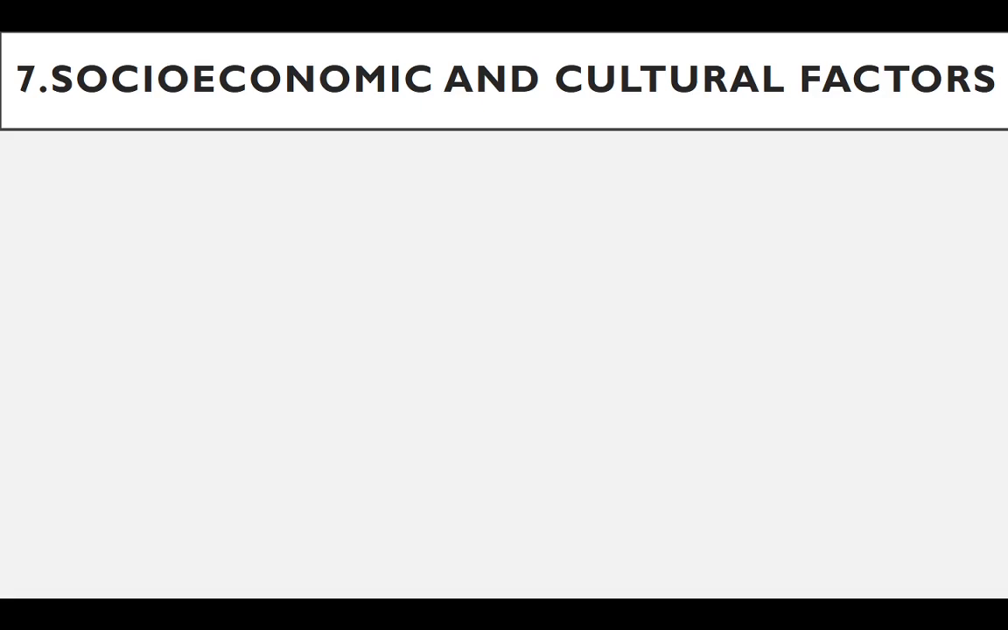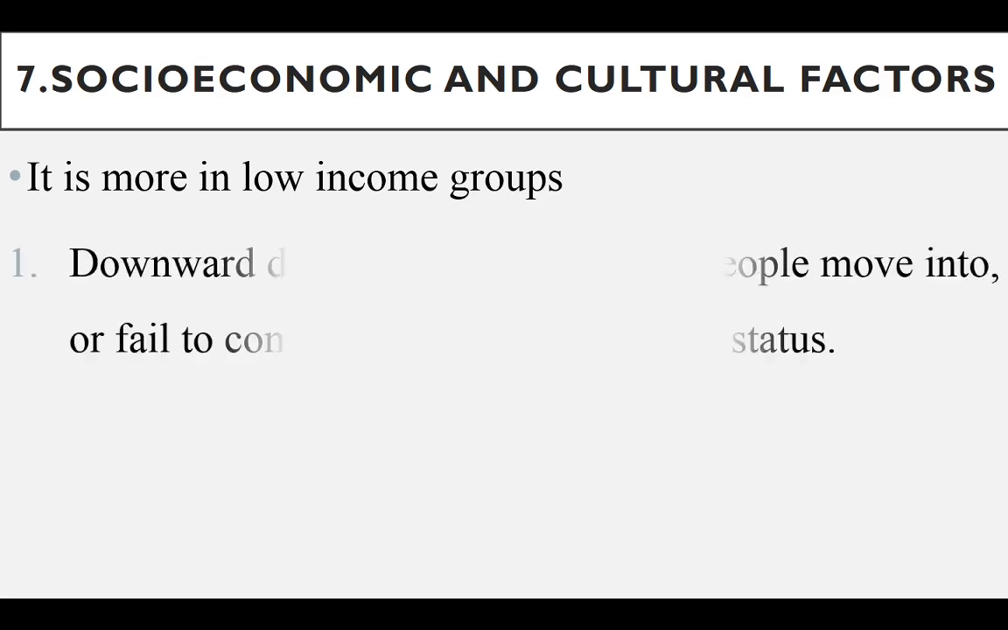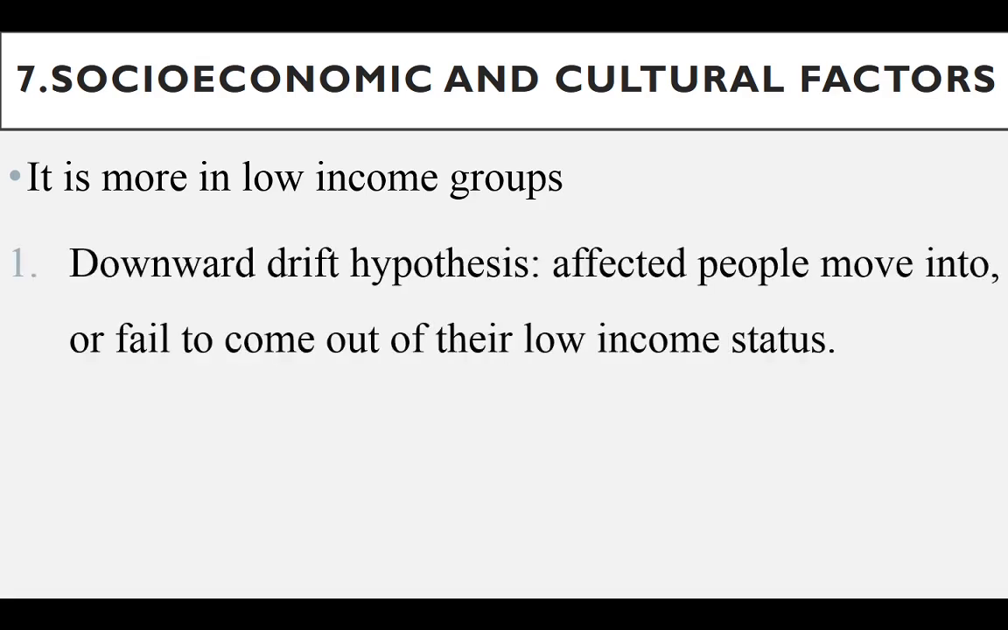Okay. Now, socioeconomic and cultural factors. It is more common in low-income groups. Downward drift hypothesis: affected people move into, or fail to come out of, low income status. If you go to the biopsychosocial model, it is more prevalent in the low income groups.